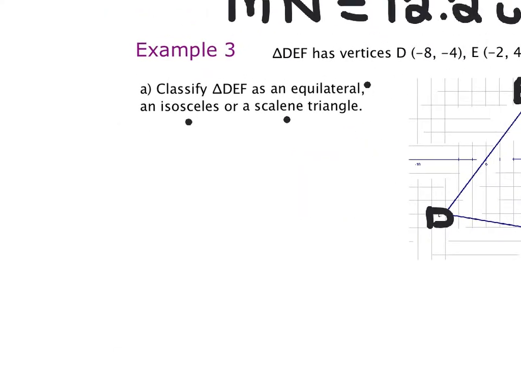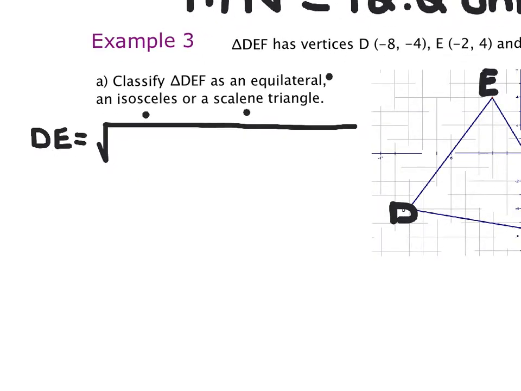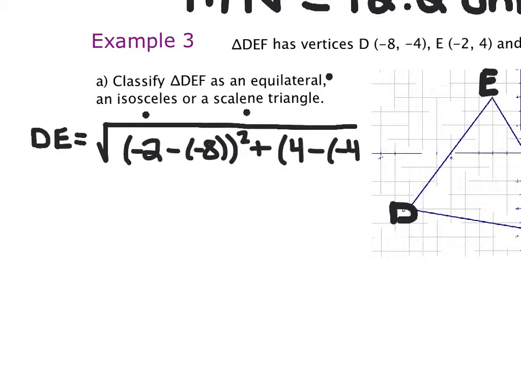So we're going to start with side length DE. I find the best way to label it is just to label it D to E. And then we're going to plug in the values. I'm just going to move over so I can see the values. Again, we're going to start with the x's. So we're going to say -2, subtract -8, and that's all squared, plus 4, subtract -4 squared.